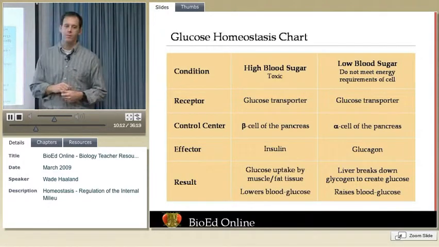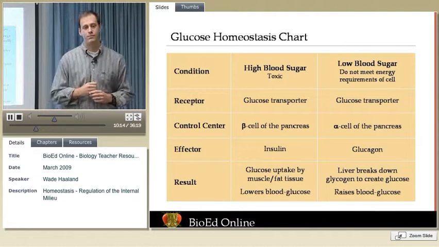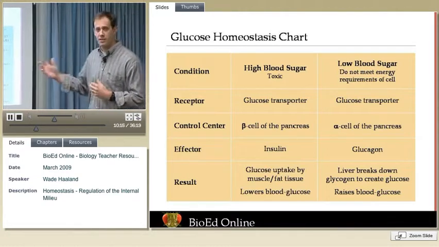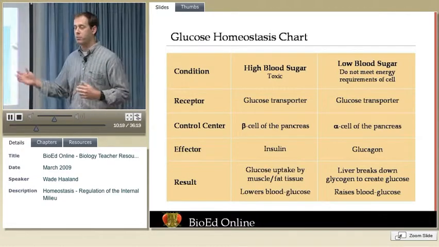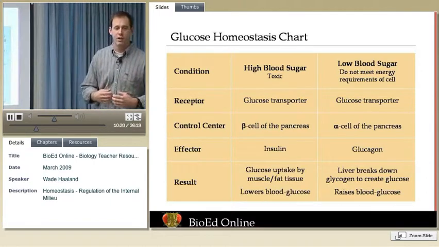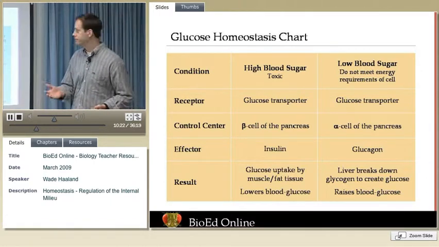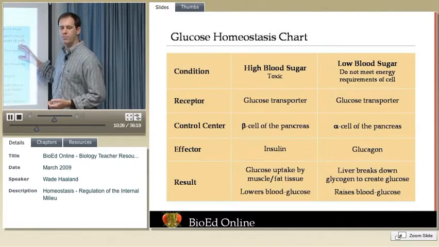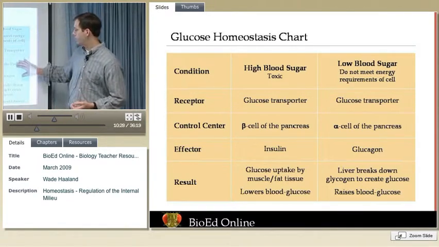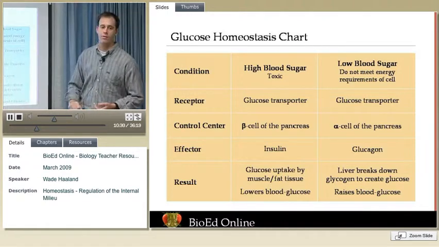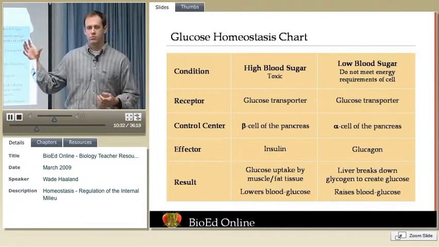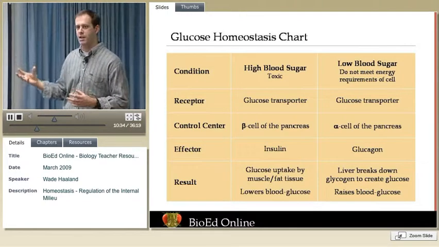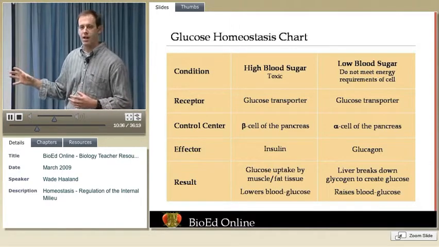On the other side of the ball, we have low blood glucose. All right? We obviously can't have this because if we have low blood glucose, we don't have enough energy. And if we don't have enough energy, then we can't go to school. So what happens there is we also have another glucose transporter. But this one is only on the alpha cells of the pancreas. So the low glucose is sensed by that alpha cell.